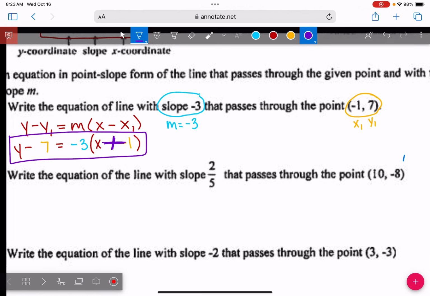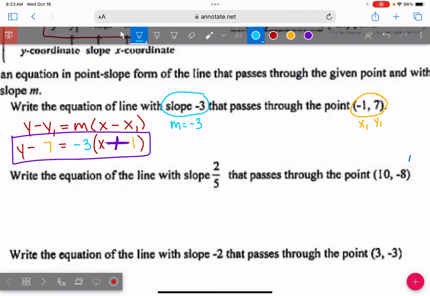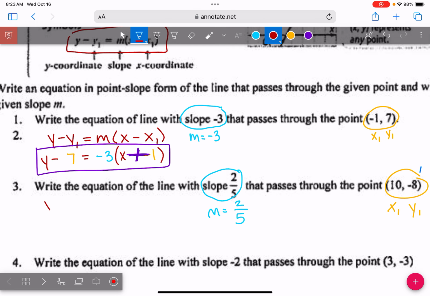Let's do number 2. Again, I'm given two pieces of information that I need. I'm given my slope, m equals 2/5, and I'm given a point, and I'm labeling it x1, y1. Once I've identified the two things that are crucial, I'm going to plug them into my formula. A common mistake here, so here, let me plug in my slope. Again, slope goes in where that m value is.